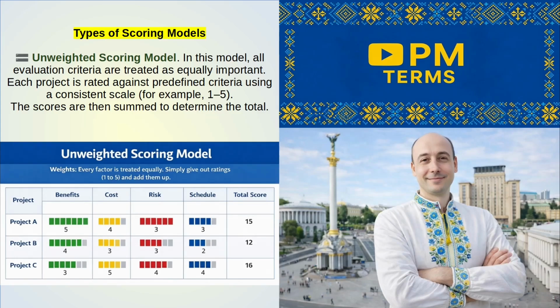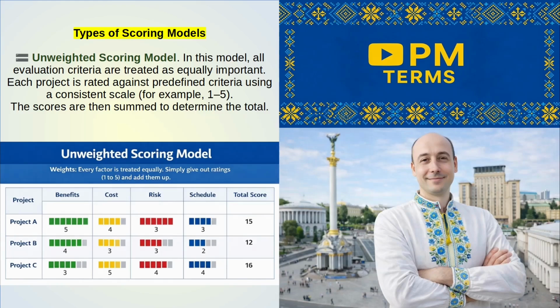Let's apply this to an example. We evaluate 3 projects: A, B, C. We define the criteria for evaluation. Benefits: how much value the project brings. Cost: a lower cost results in a higher score. Risk: a lower risk results in a higher score. Schedule: how quickly it can be delivered.